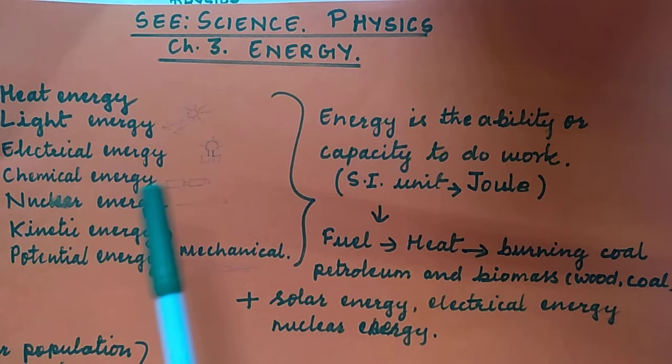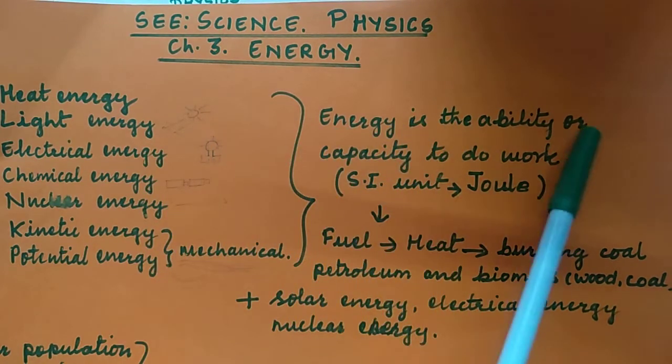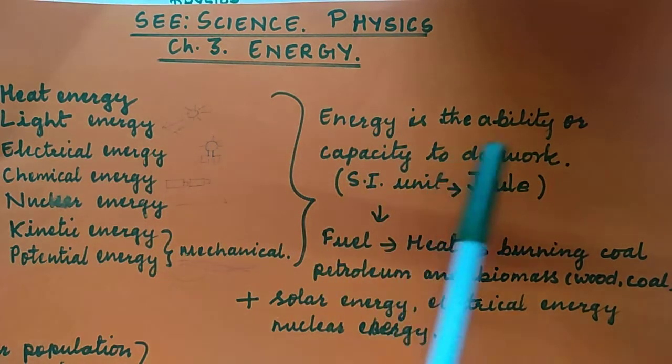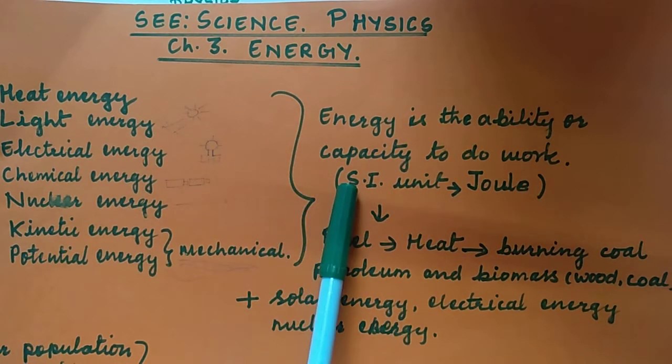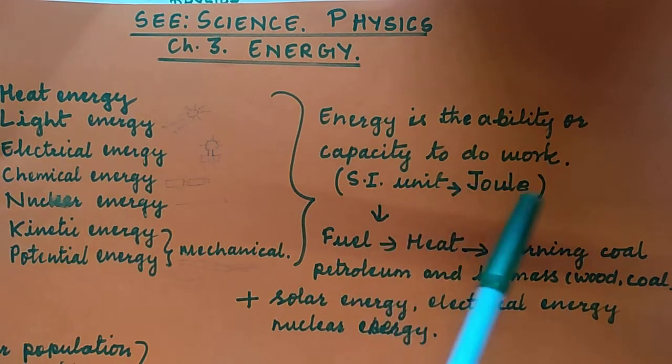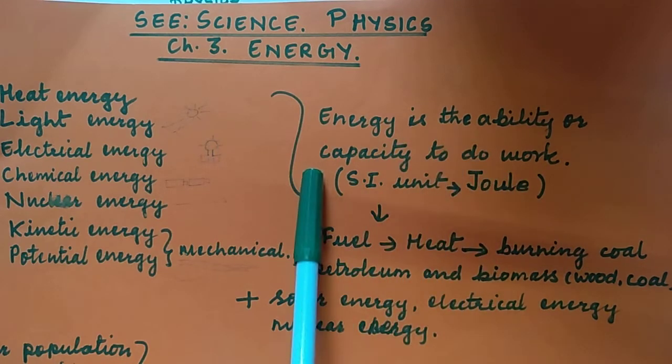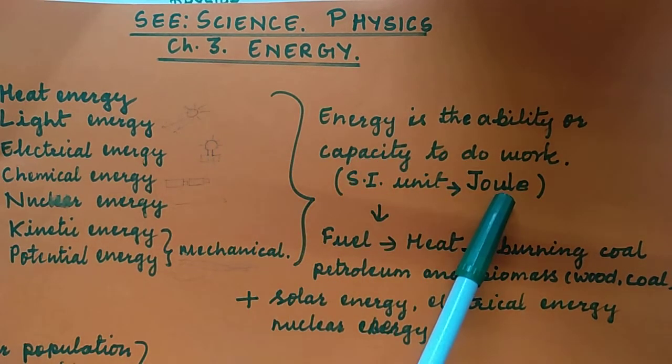So how to define energy? Energy is the ability or capacity to do work. The SI unit of energy is joule. So work and energy are measured in terms of joule.